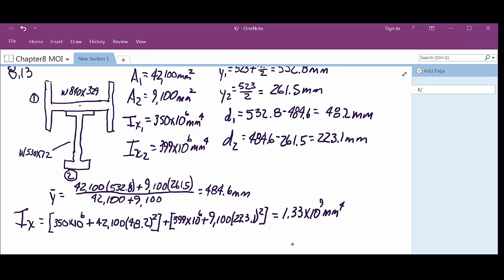Yeah, and I went through this. I had to look at my pictures three or four times to make sure I had the right thing. So that's where that number comes from. We had to flip it 90 degrees and use the Y value for that particular one. Then if we look at the 530 by 72, we use the IX, which is in the middle of the paper, the 399.